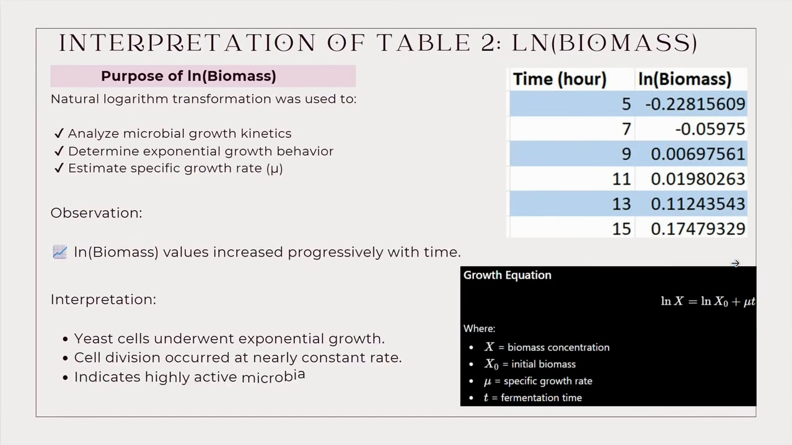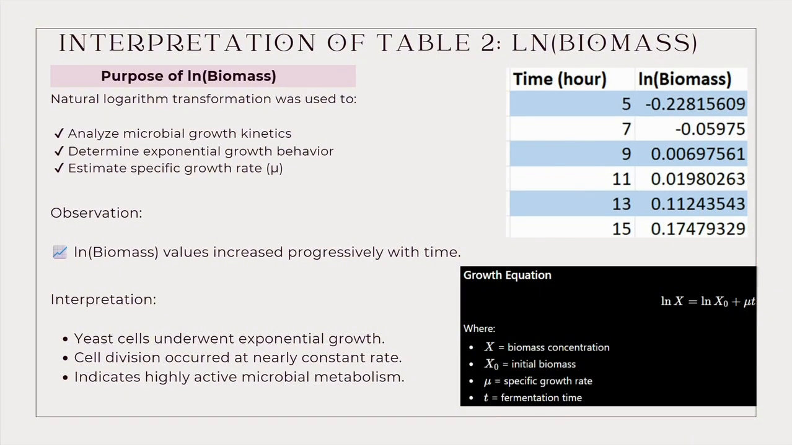Now let's look at Table 2, which presents the natural logarithm of the biomass concentration, or ln biomass, during the logarithmic growth phase of Saccharomyces cerevisiae. The purpose of converting biomass values into logarithmic form was to evaluate microbial growth kinetics more accurately and determine whether the cells follow exponential growth behavior.